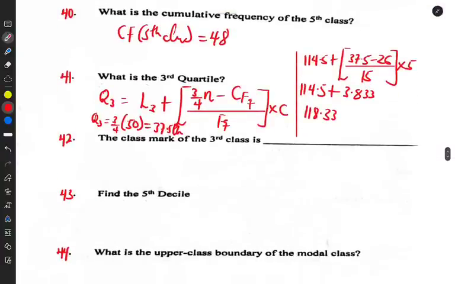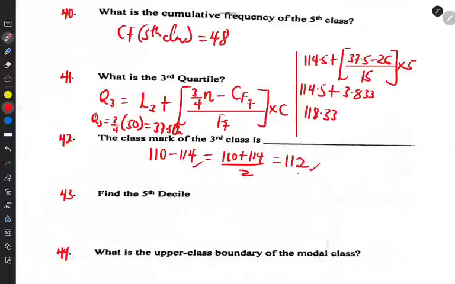So let's take note of that. So here we will have 110 to 114, which is the same thing as 110 plus 114 divided by 2, which gives 112 in terms of the midpoint. So if you are looking at it from the midpoint, then select this. If you are looking at it from the interval, then we select the other option. So let's take note of that.